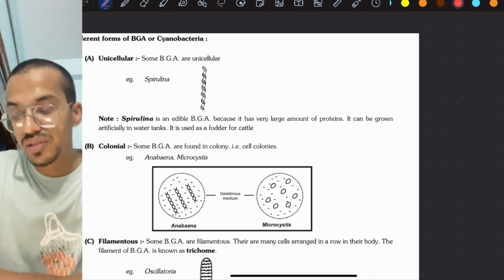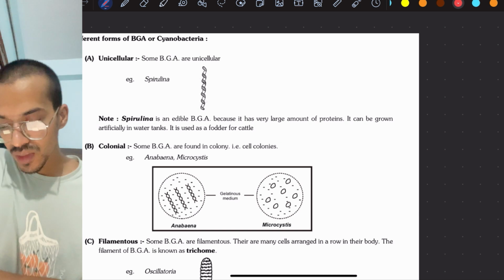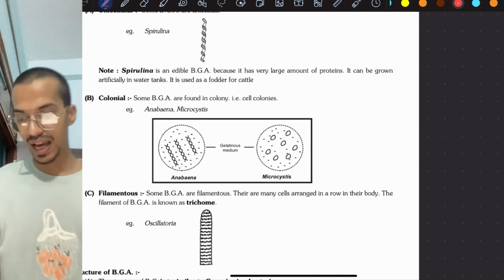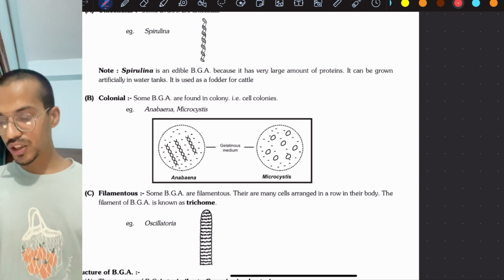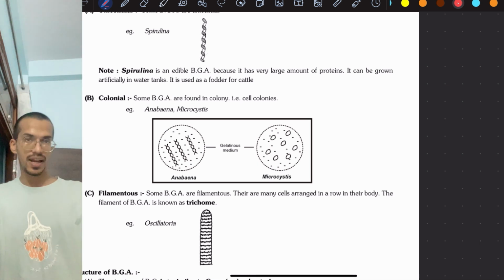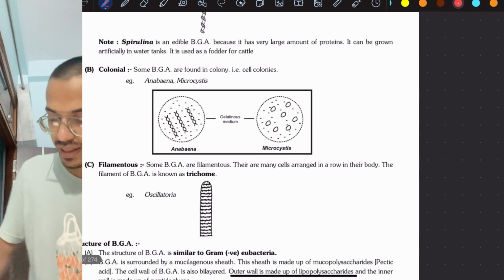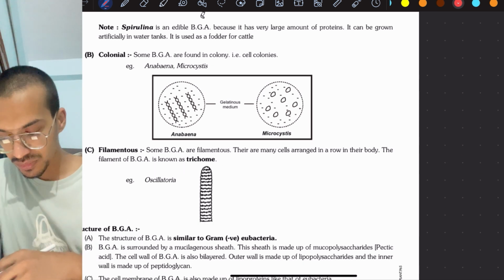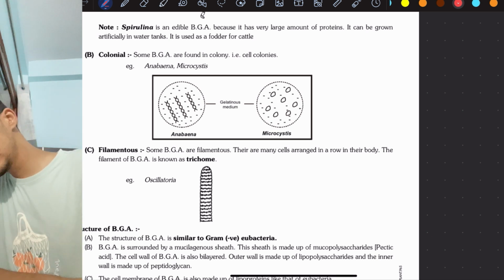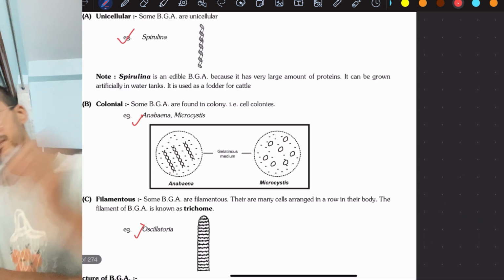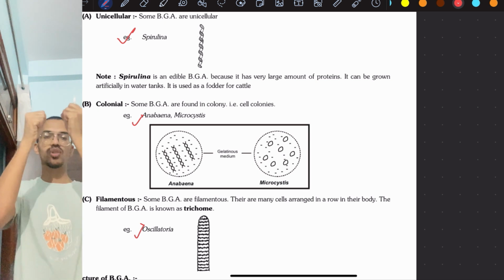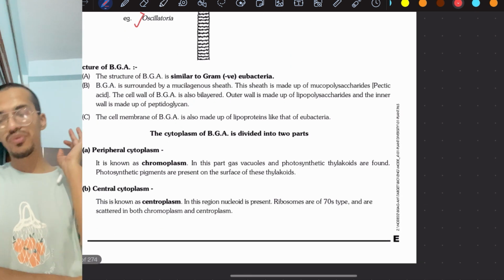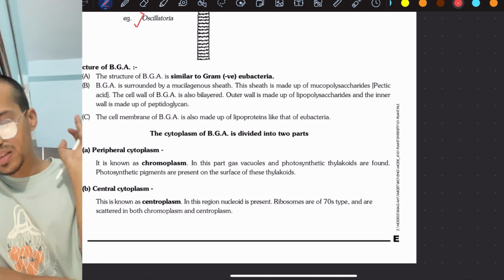Now there are different forms of it. They could be unicellular, like Spirulina, which is a rich source of food. It has been used for astronauts and for cattle. Then colonial forms like Anabaena and Microcystis occur in colony form, and filamentous is the long form like trichome, like Oscillatoria. So these examples you have to remember: they could be unicellular, in colonies, or in long filamentous form.